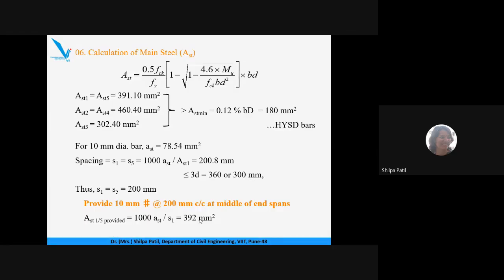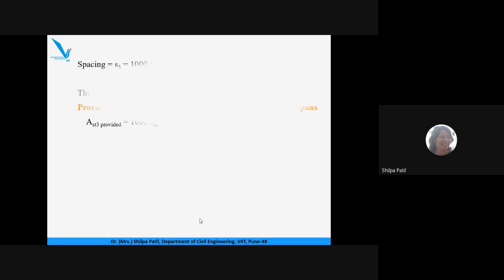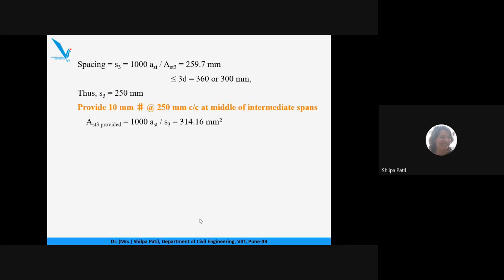Is it clear, everybody, how we calculate the area of the steel for end spans, that is for slab S2 and S4? Is it clear? Yes, ma'am. Then next is calculating for the remaining, that is for the middle slab, S3.